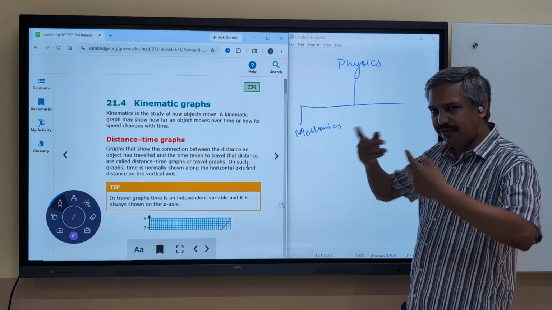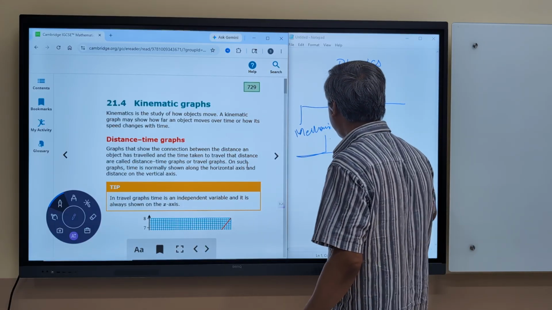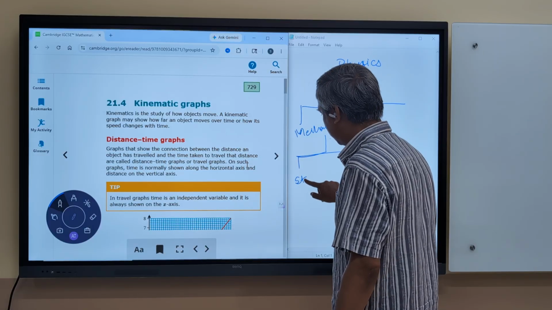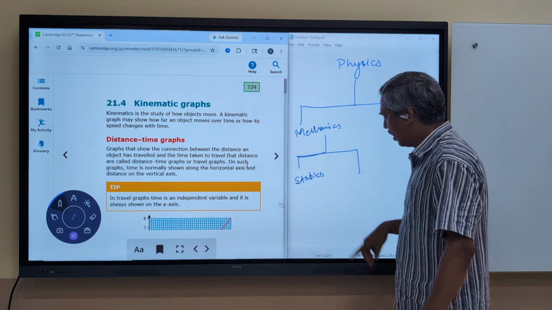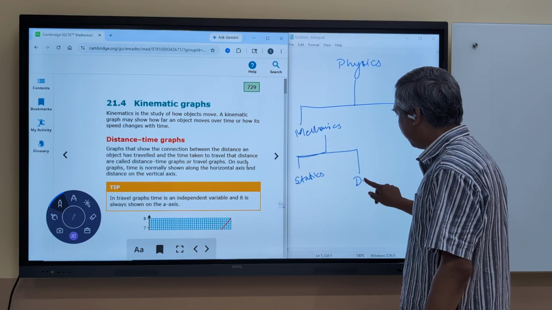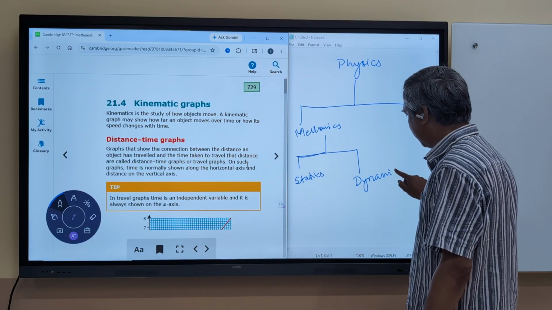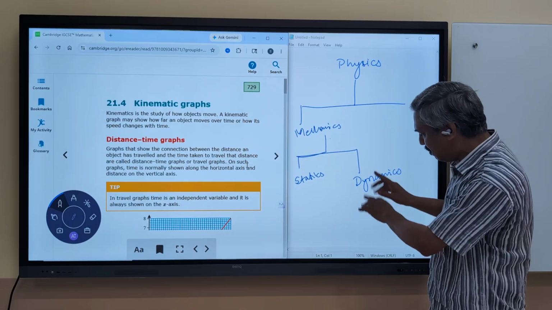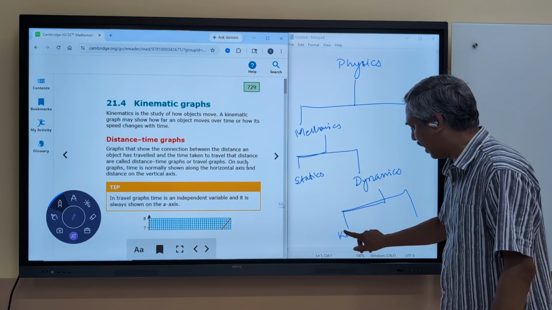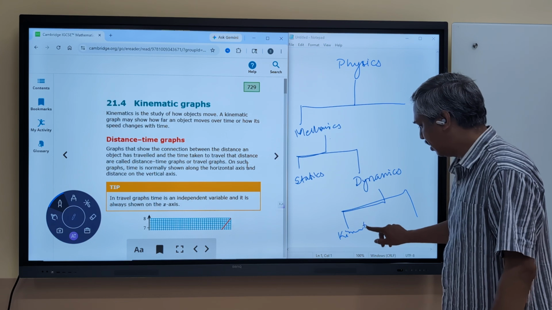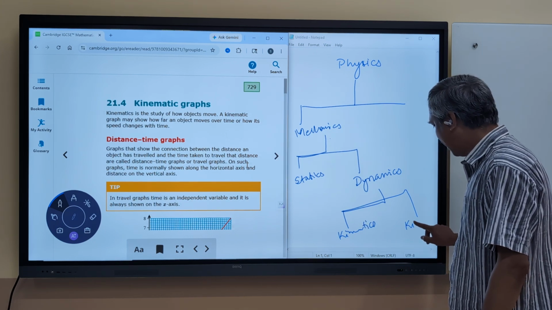Mechanics can further be divided into two components. One is called statics. This is when the objects are stationary, not moving. And the second is dynamics. This branch of dynamics will further be divided into two parts. One is called kinematics and the second is kinetics.